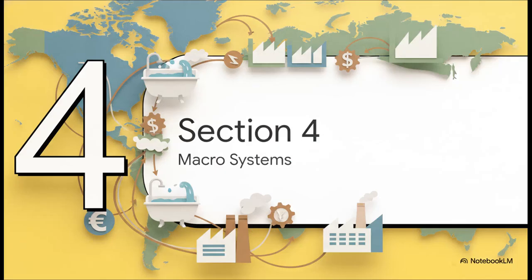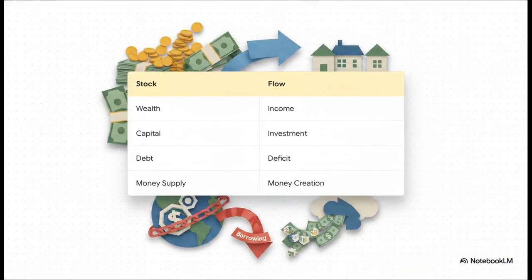Okay, let's zoom out. Section 4, real-world macro systems. This stock flow pattern repeats across literally all major financial disciplines. You've got wealth as a stock, influenced by the flow of income. Capital is a stock, grown by the flow of investment. The overall money supply at any given moment is a stock, influenced by the continuous flow of money creation. And very importantly, a nation's debt is a stock, while its borrowing, or its deficit, is the flow. We are definitely coming back to that one in a minute because it is highly misunderstood.